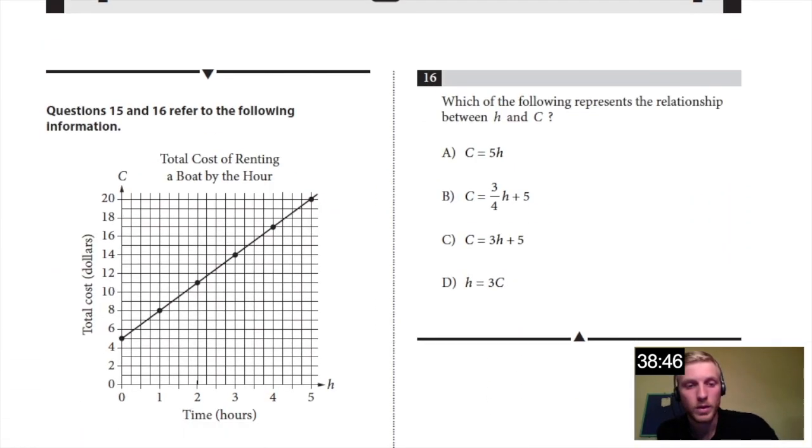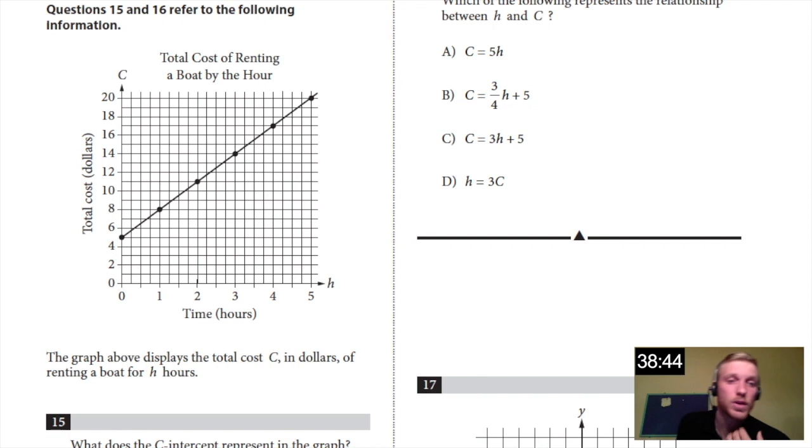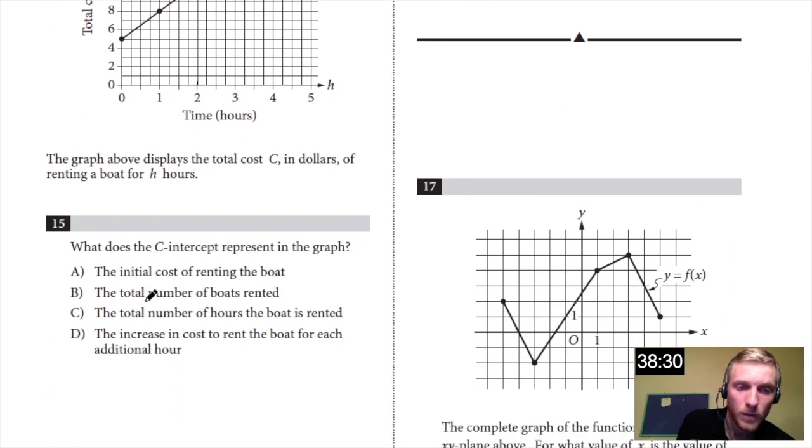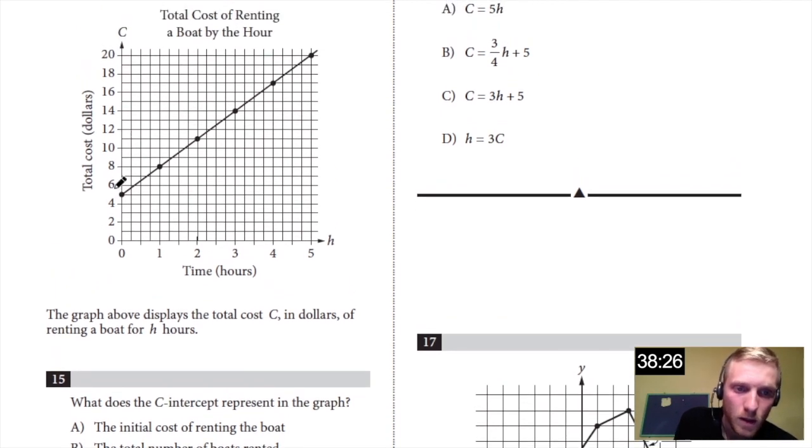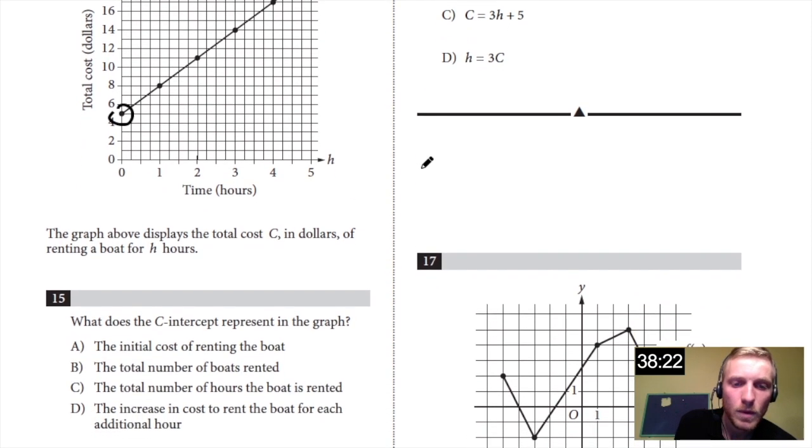Okay, question 15. So another chart, or another graph this time, rather. So we have total cost of renting a boat by the hour. The graph above displays the cost in C, so C is our cost, for a boat for H hours, H is our number of hours. Okay, so what does the C intercept represent in the graph above? Our C intercept is where it crosses the C axis, in other words right here. Good. So it's starting at 5.